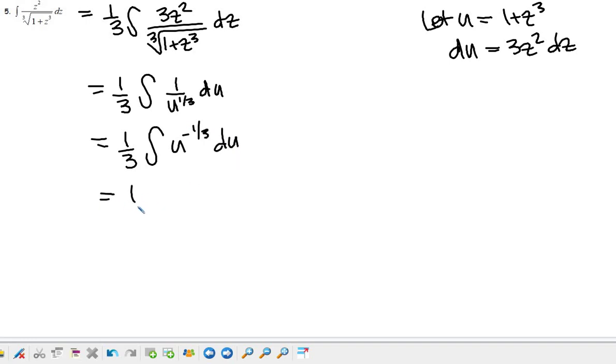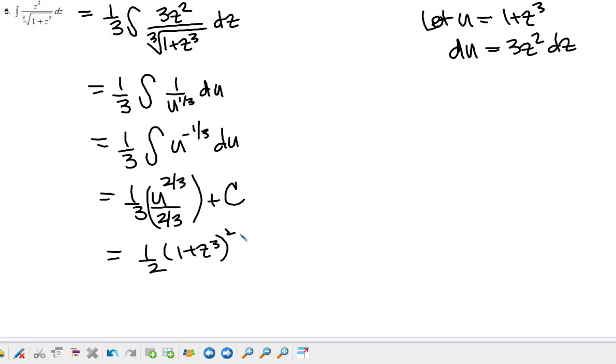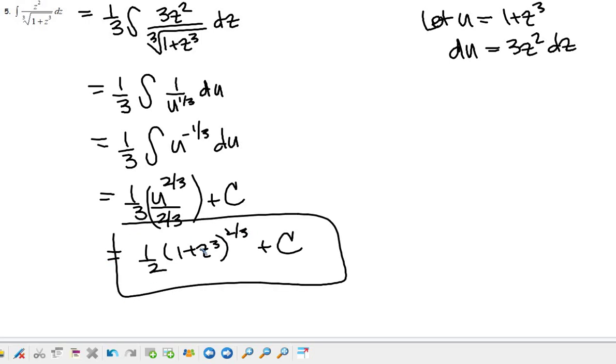So I have 1/3 u to the negative 1/3. Then we use power rule. I'm going to add 1, which gives me 2/3, divided by 2/3 plus c. And then multiply by the reciprocal, and that gives me 1/2. And then my u was 1 plus z cubed, to the 2/3 plus c. Make sure that you don't distribute that and make it like 1 plus z squared, because that's not how that works. Remember, it's not distributive property.